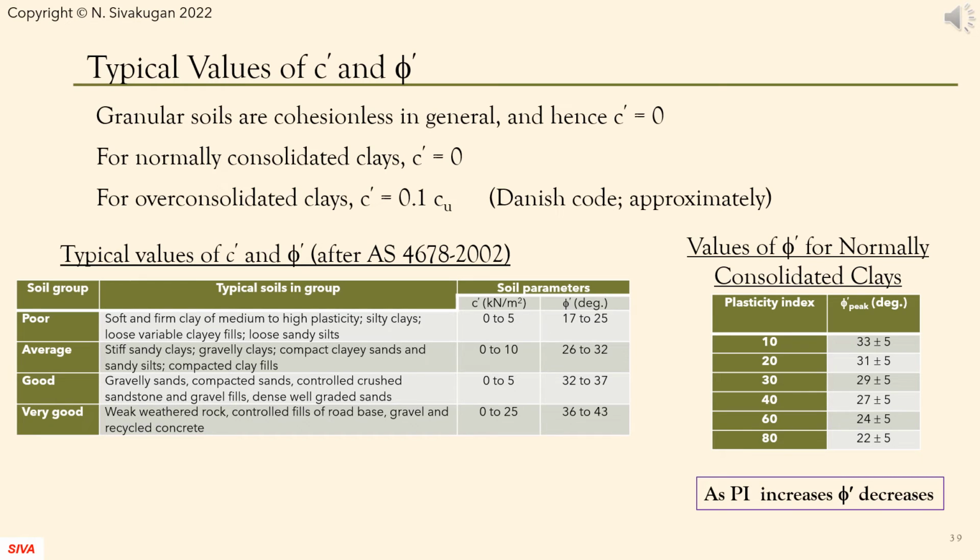For normally consolidated clays and granular soils, C' is 0. For normally consolidated clays, phi' decreases with increasing plasticity index. For over-consolidated clays, C' can be as high as 25 kilopascals and can be estimated as 10% of Cu. Some typical values of phi' and C' are shown here.